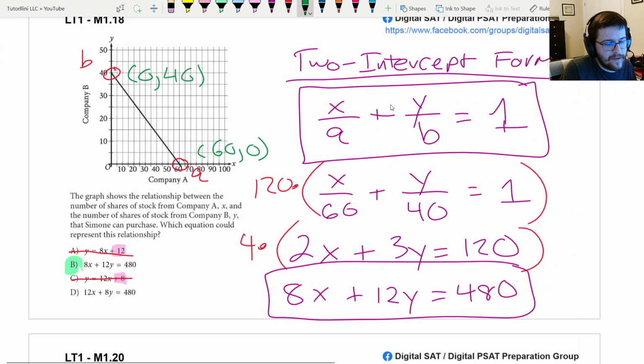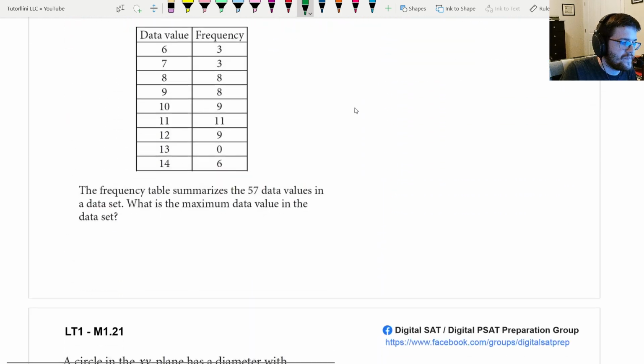Anyway, I still think two-intercept form is helpful. I remember there was a Blue Book question where using the two-intercept form was super helpful. So, not something you necessarily have to know, though.